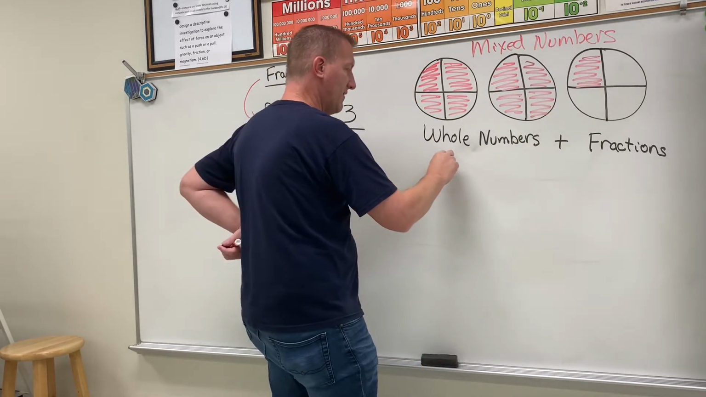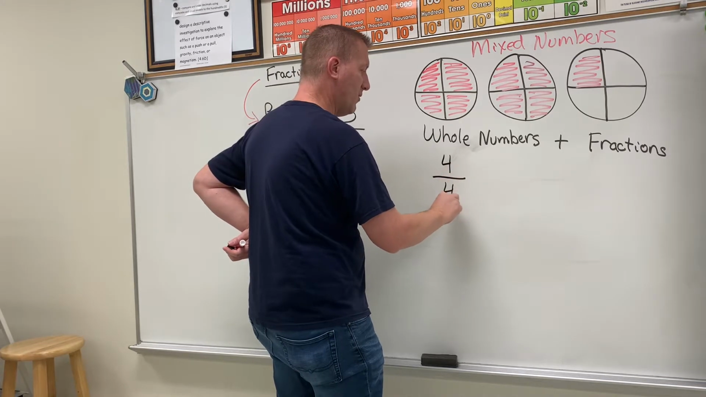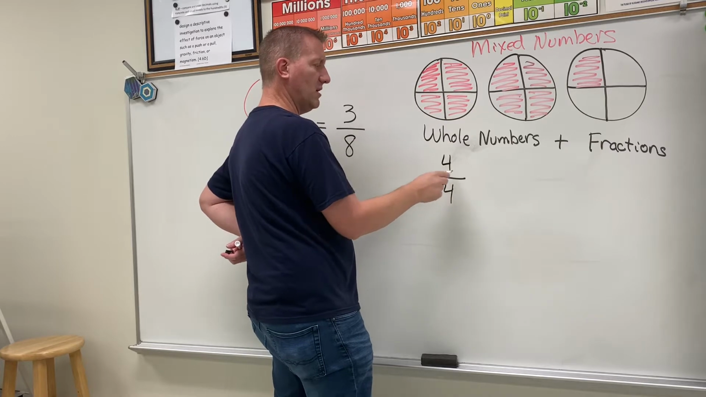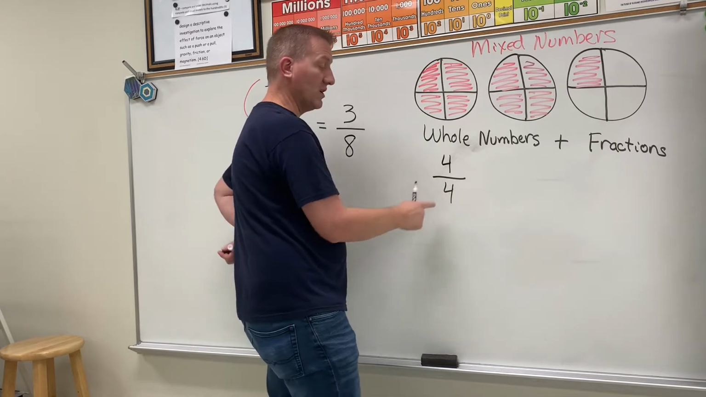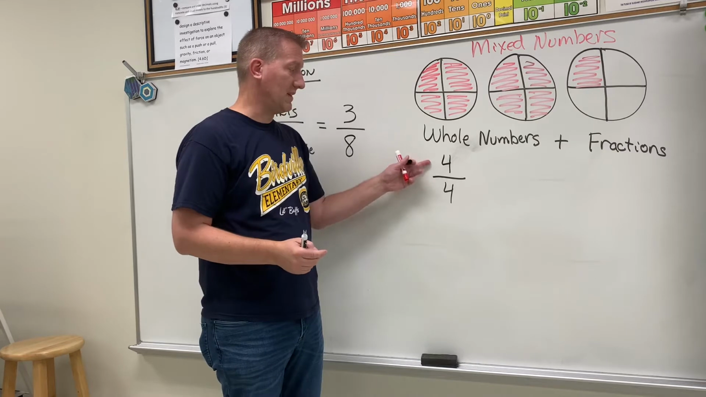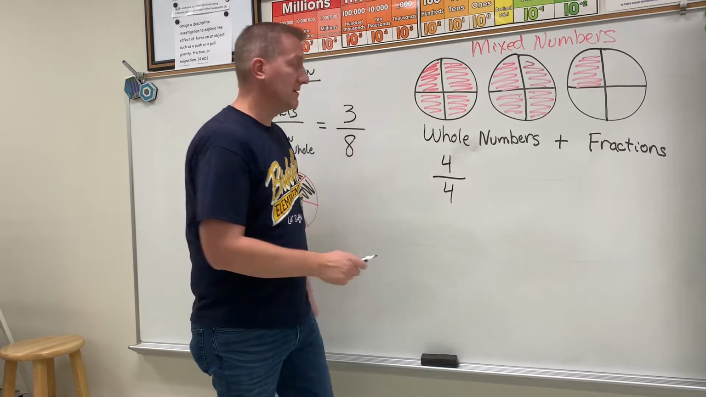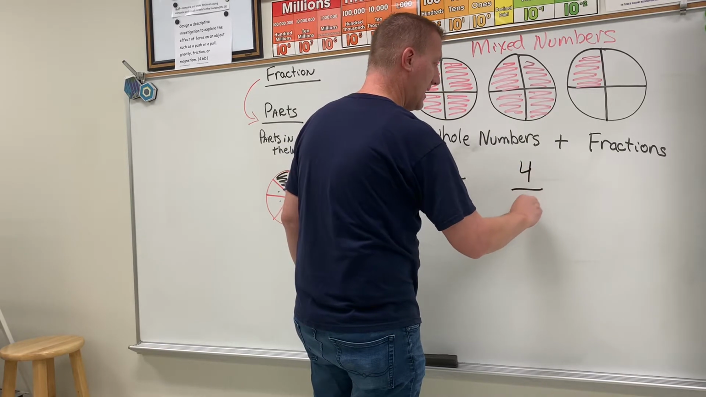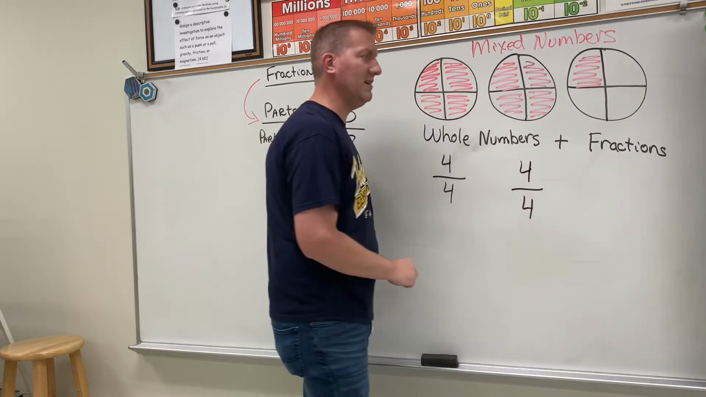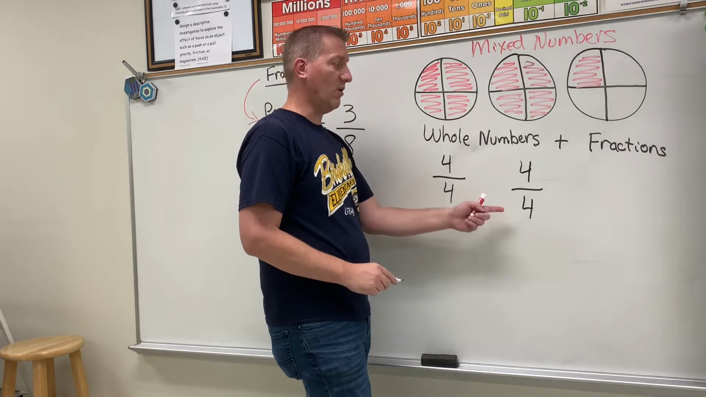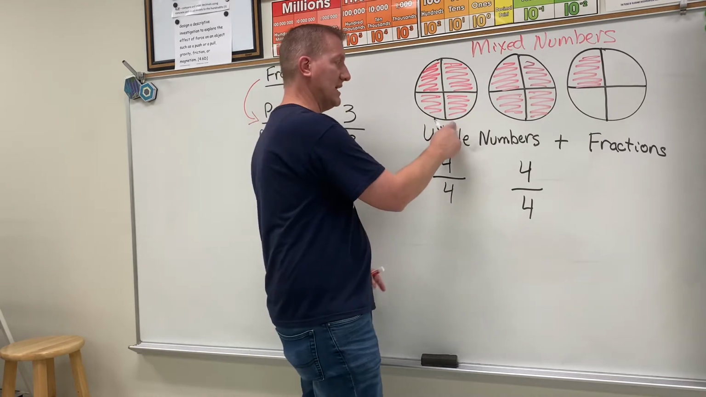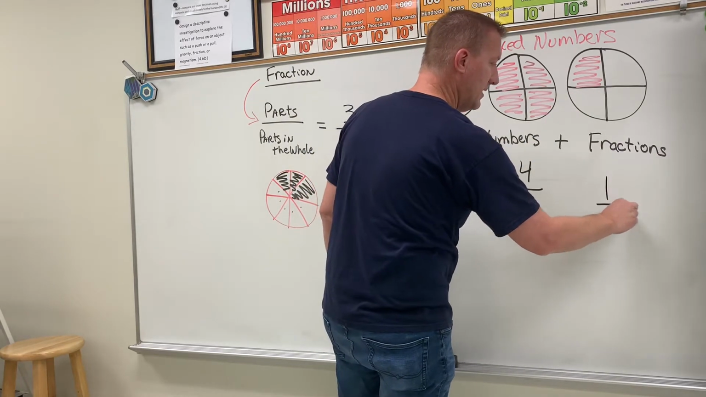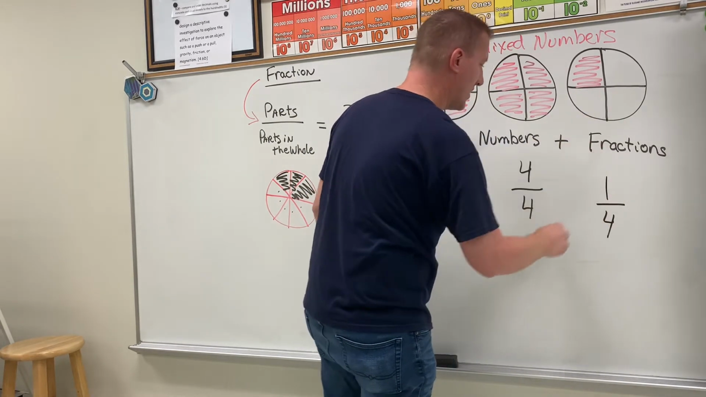So we have 4 out of 4 here, right? 4 is shaded out of 4. And you would agree that's one whole, right? That's one whole pie. So then over here, we have another 4 out of 4 shaded. So that's another whole. That's 2 wholes. Now we have 2 wholes, and now we have 1 shaded out of 4.